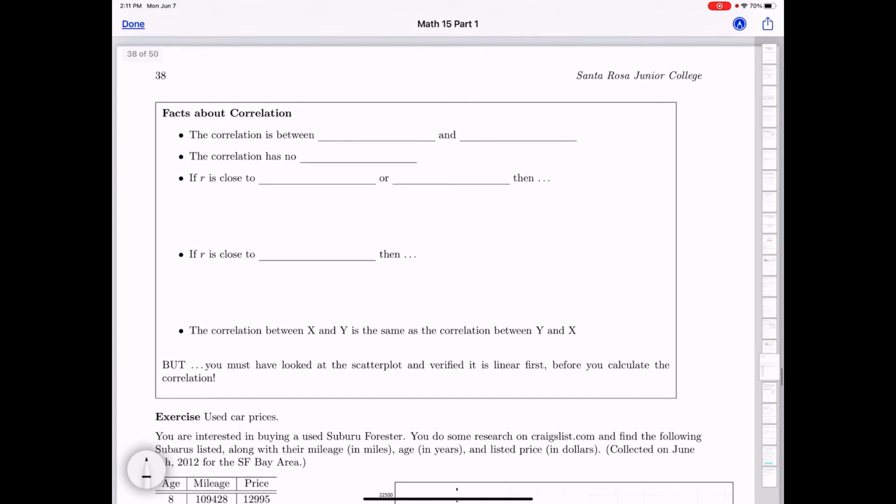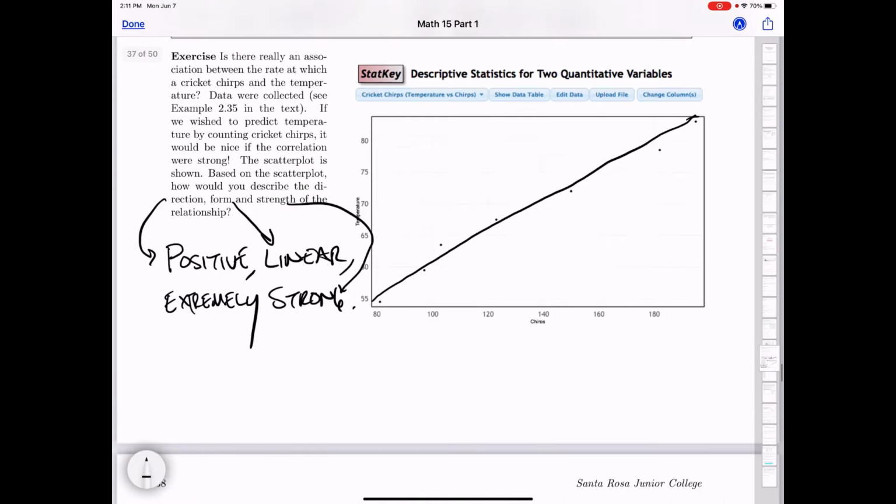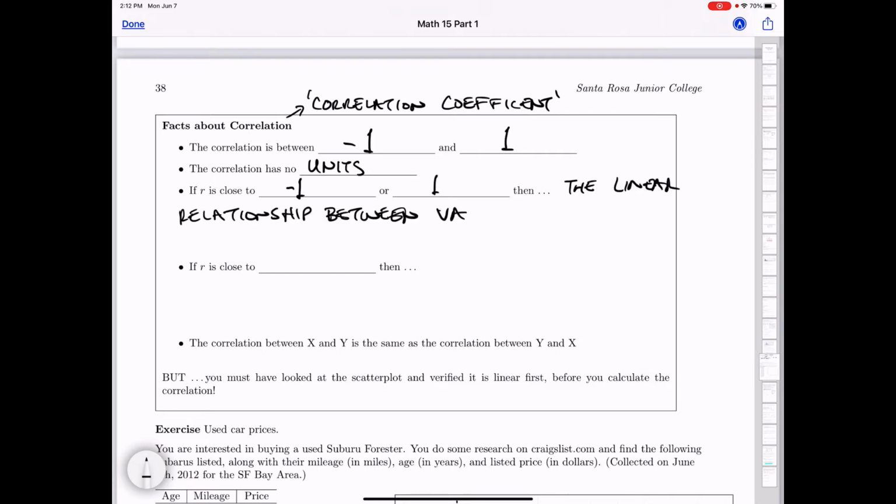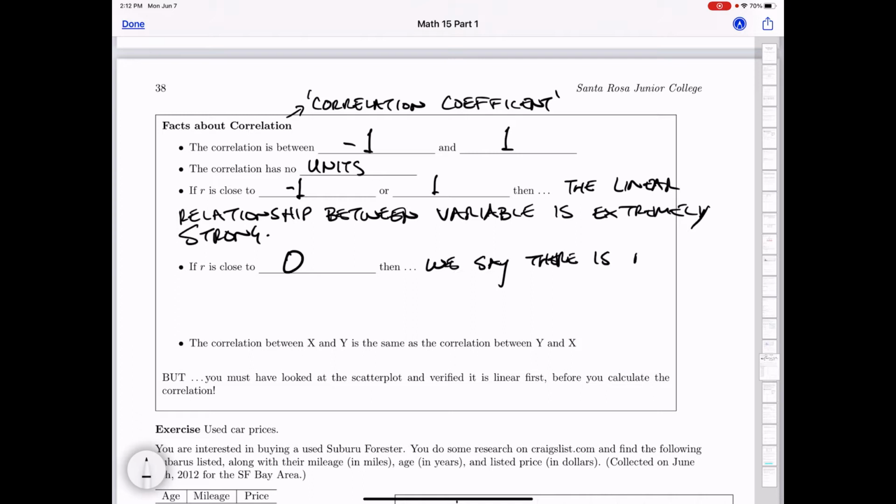Okay, so before we talk about what the value of the correlation might be in this problem, let's talk about some facts about correlation. And when we say correlation, we mean the correlation coefficient, which is a number. The correlation is always between -1 and +1. The correlation has no units associated with it. If R is close to -1 or +1, then the linear relationship between variables is extremely strong. If R is close to 0, then we say there is no significant linear relationship.